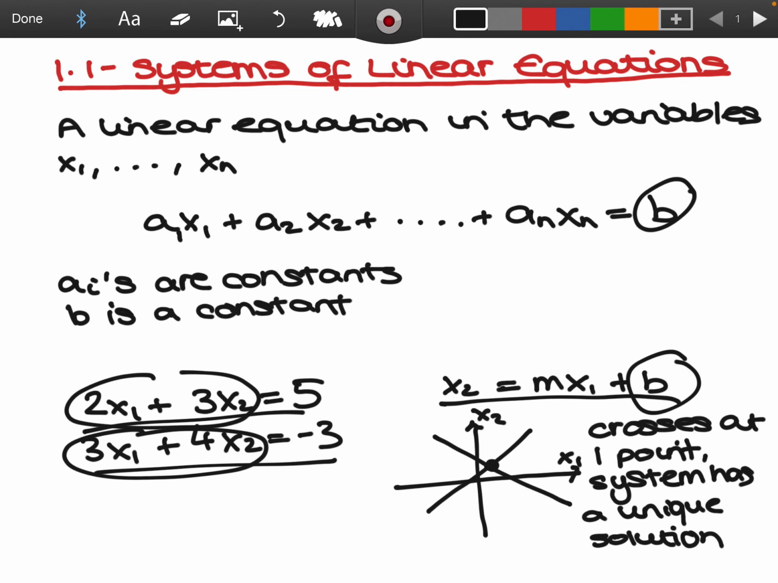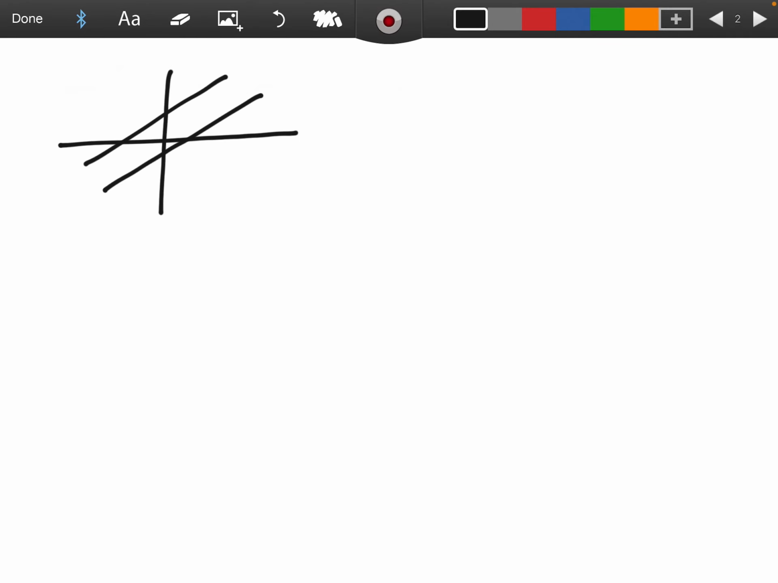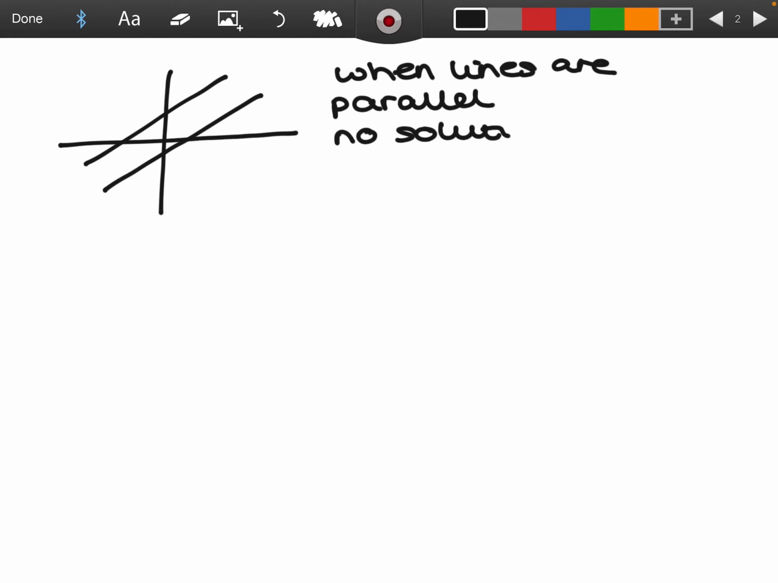So when your left-hand sides of the equations are scalar multiples of one another, but your right-hand sides of the equations are not, you will end up with two parallel lines. In that case, they never cross. Because they never intersect, there is no x1 and x2 value that satisfies both of those equations. So therefore, there is no solution. So when the lines are parallel, it means that there is no solution. Remember, that happens when the left-hand side of the equations are scalar multiples of one another and the right-hand sides are not.